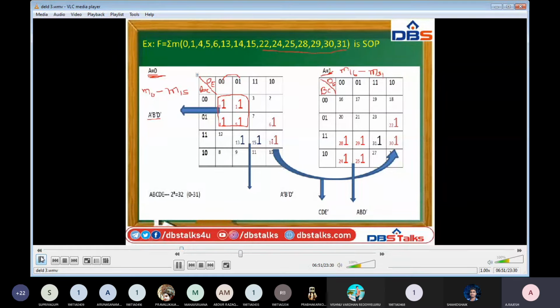The next one is I have grouped these two cells. That means A complement. Here B, C is common, and in these two cells D is varying from 0 to 1. Therefore, D will be neglected and it will be E.